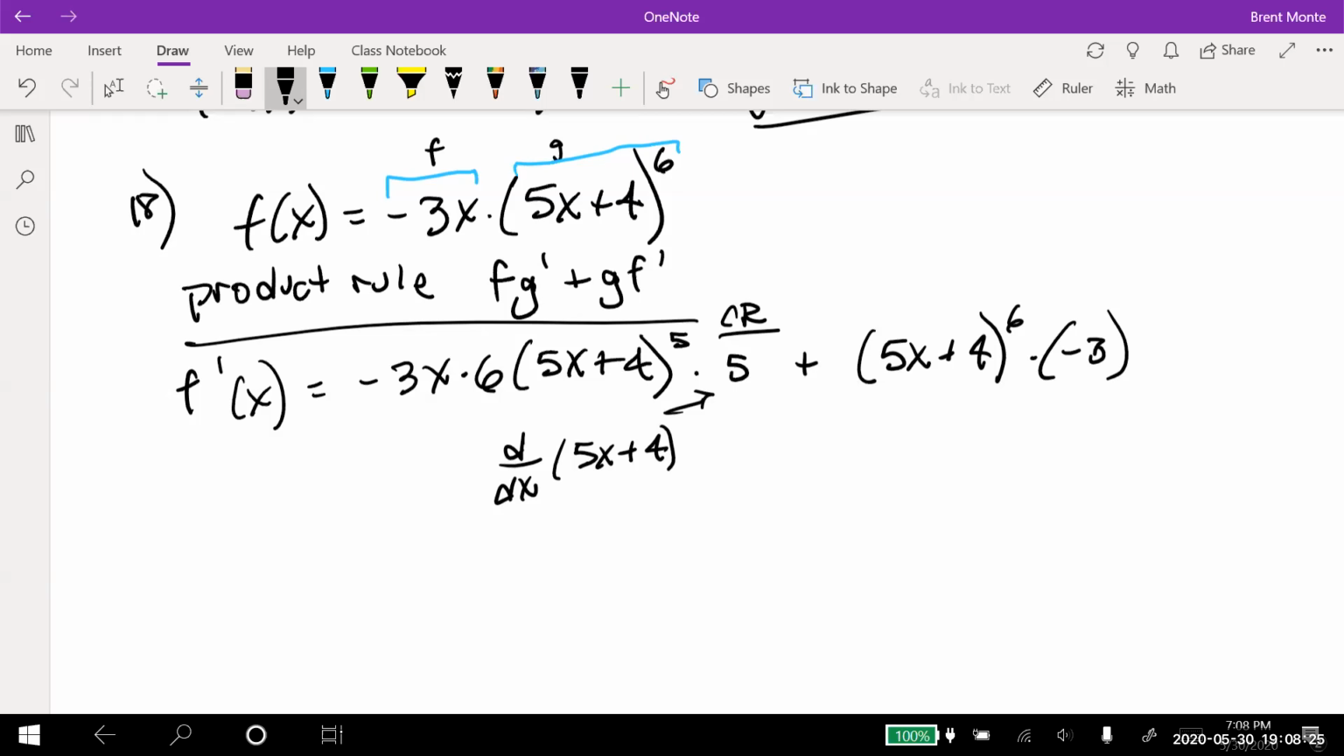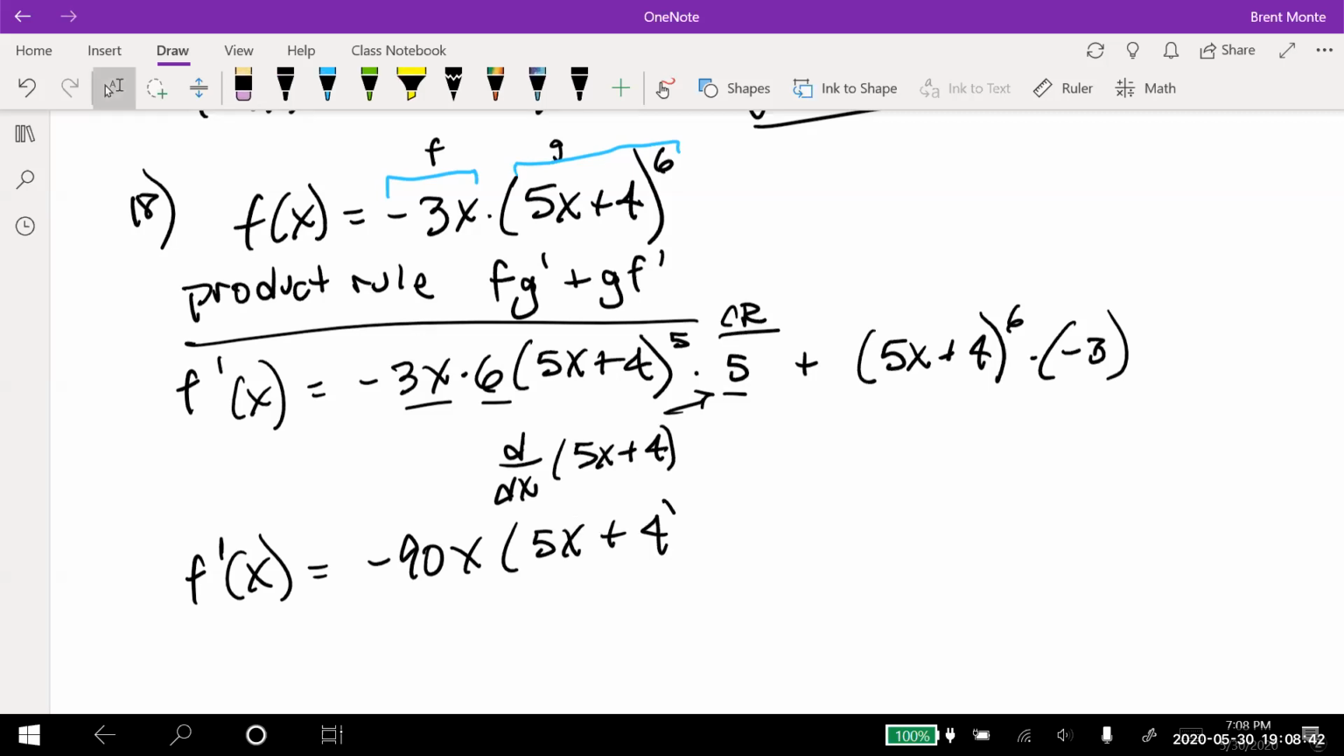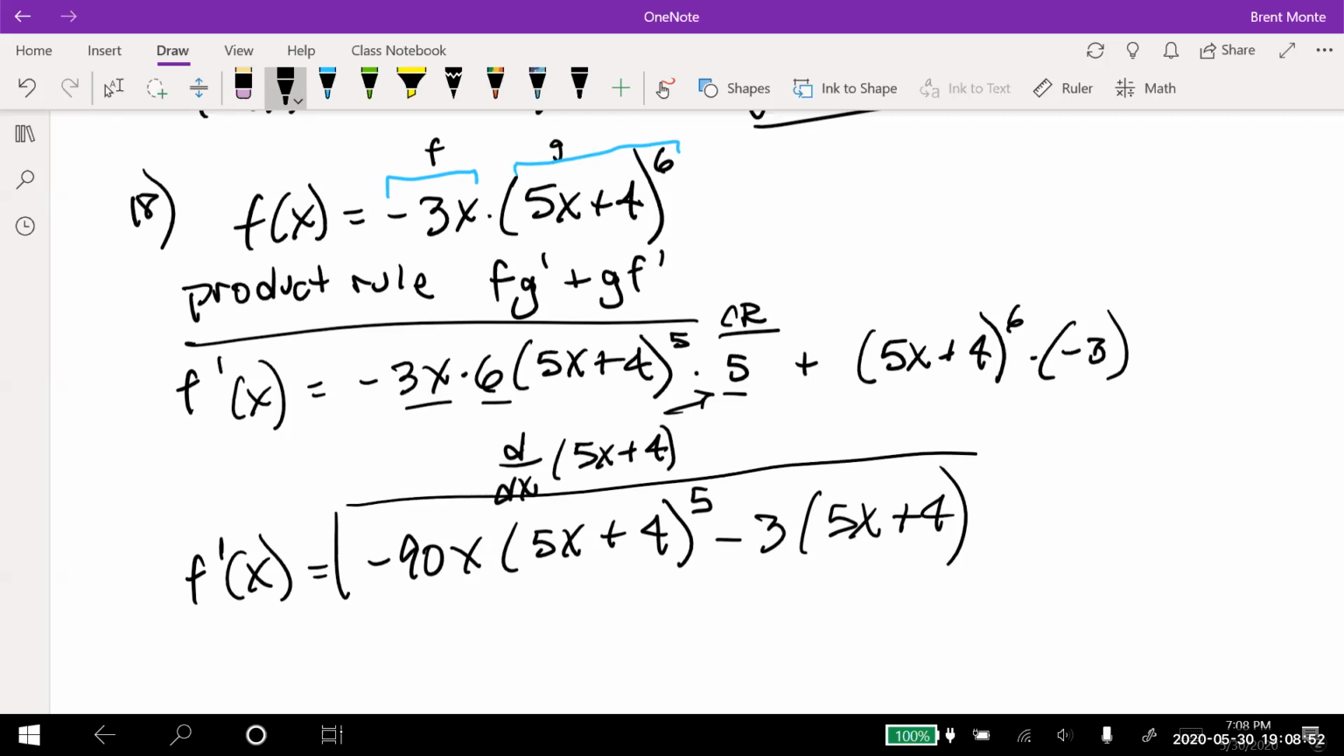Now this is nice, no bottom squared, anything like that, any craziness. So if I simplify, I'm multiplying the negative 3x and the 6 and the 5. So what's that? 5 times 6 is 30, so negative 90x times 5x plus 4 to the 5th minus 3 times 5x plus 4. I'm going to leave it this way, although I will factor that out as well. Oops, to the 6th power. Almost forgot that.